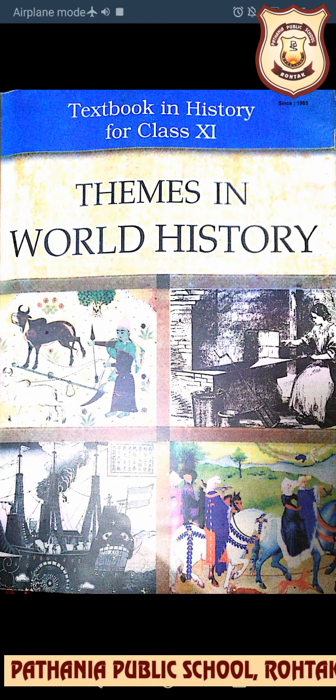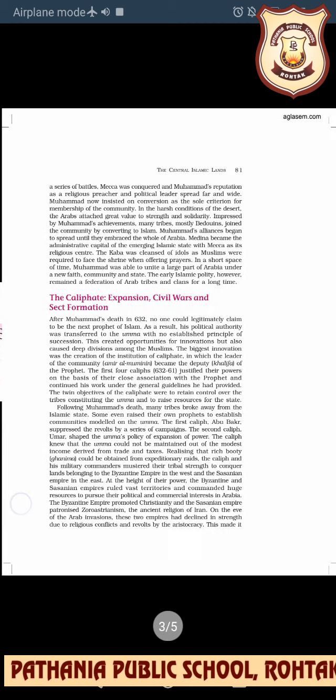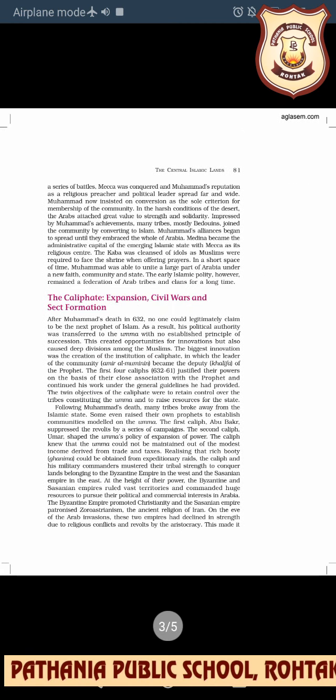Beta, this lecture is also in continuation of revision of chapter 4, and the name of the chapter is The Central Islamic Lands. In the previous lecture we discussed the evidences on which this chapter is based, and then we discussed the topic the rise of Islam in Arabia, that how Prophet Muhammad established Islam. So today's topic is the caliphate, expansion, civil wars and sect formation.